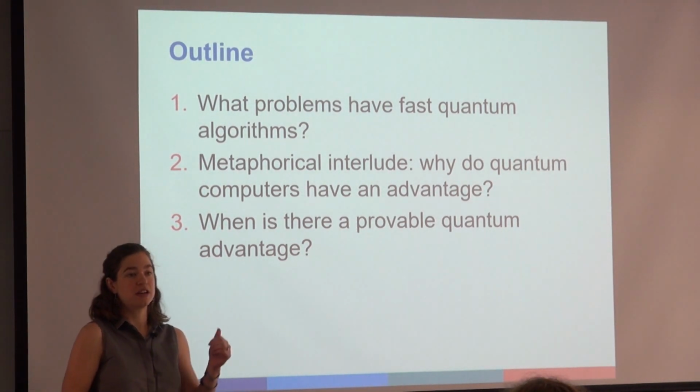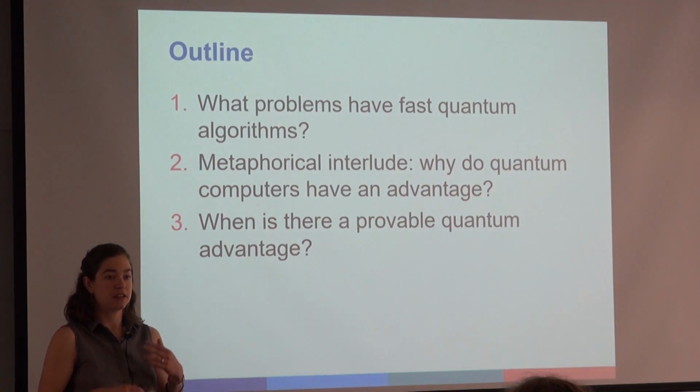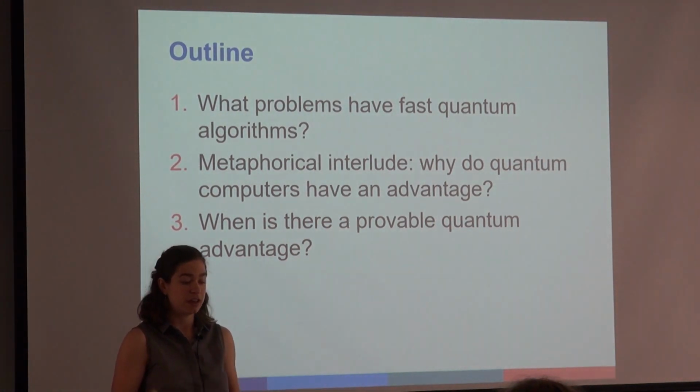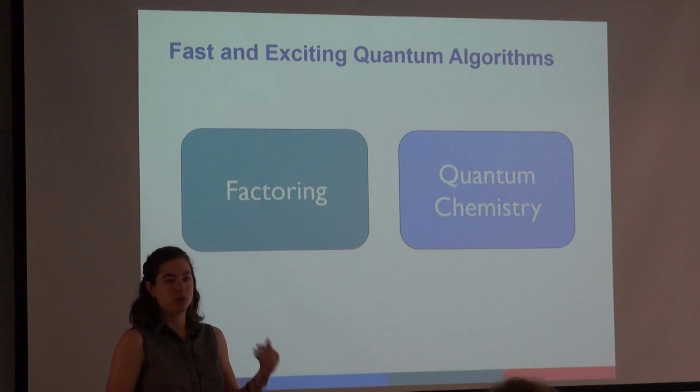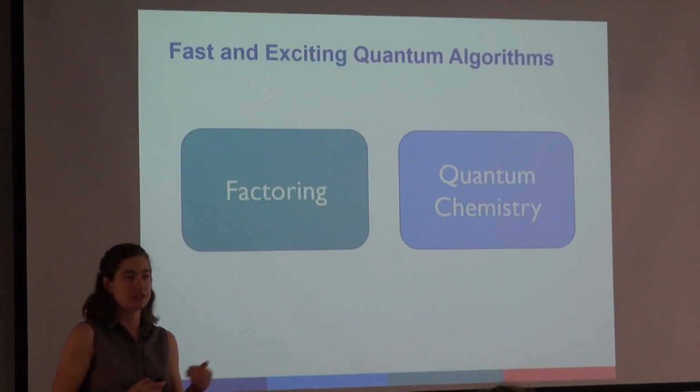Okay, so first I'm going to talk to you about the two types of problems that I think are going to be really transformative, the two types of algorithms. And they're these two things, factoring and quantum chemistry. Okay, so let's talk first about factoring.